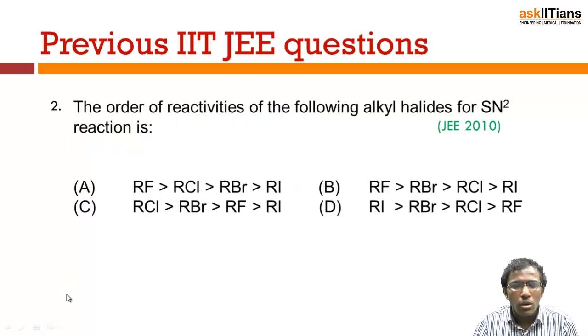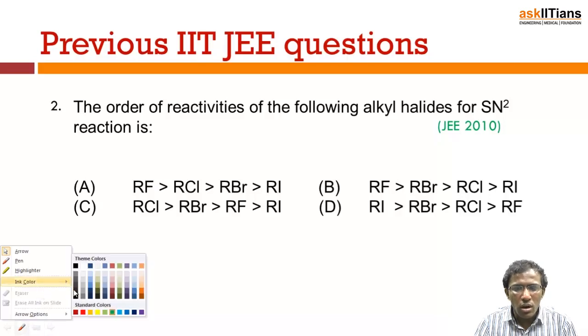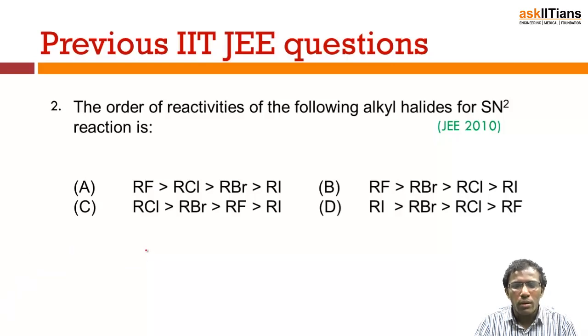Okay. So the second question: the order of reactivities of the following alkyl halides for SN2 reaction. If the leaving group is better, then the order of reactivity is higher, right? If the halogen leaves easily, then the substitution will take place easily. If it doesn't leave easily, then substitution is not going to take place easily, whether it is SN1 or SN2.